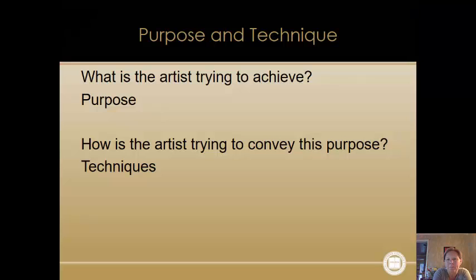Okay, so we harken back to purpose and technique. What is the artist trying to achieve? What is their purpose? Are they trying to sell you a product? Are they trying to entertain you? What are they trying to do? How is the artist trying to convey this purpose? And that'll be techniques. Now, naturally, what we saw for written rhetoric techniques will be quite different than for visual rhetoric.